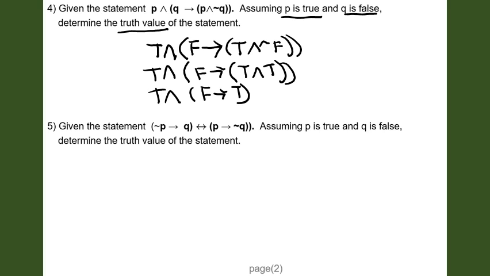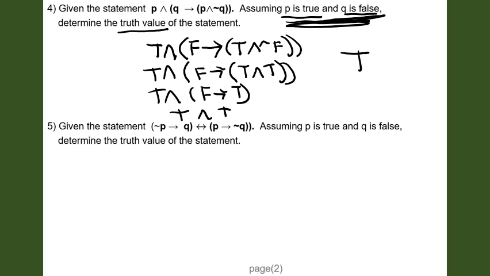All right. Now when I look at this, inside the parentheses, I have an if-then. That one's true, because the only time that one's false is when a T yields an F. So I have a true and a true. So this answer is true. This statement is true under this scenario.